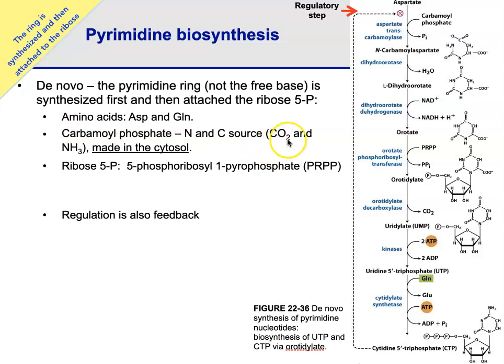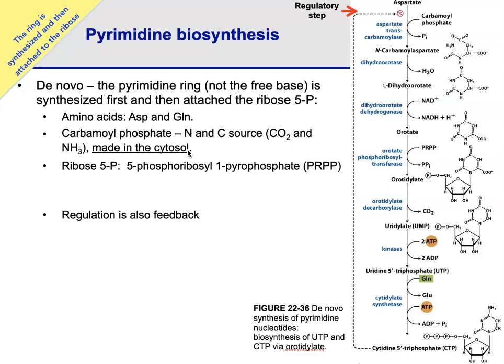Carbamyl phosphate will be generated from bicarbonate or carbon dioxide and ammonia. The only difference with this carbamyl phosphate, though, is that it's going to be made in the cytosol by an enzyme, carbamyl phosphate synthase 2.